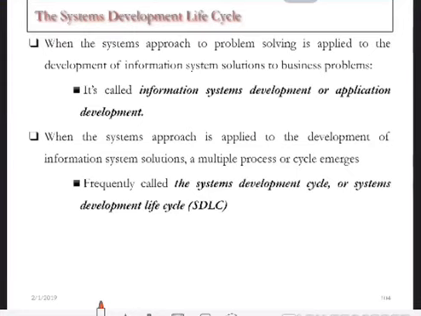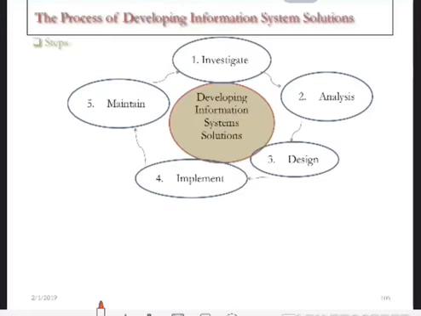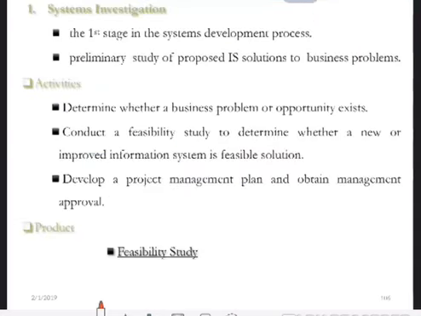When the systems approach is applied to the development of information system solutions, a multiple process or cycle emerges. So in such a case we have stages, and we call it the system development life cycle or system development cycle, simply. So we have 5 stages: investigate, analysis, design, implement and maintain. And we call it developing information system solutions. So let us see one by one.